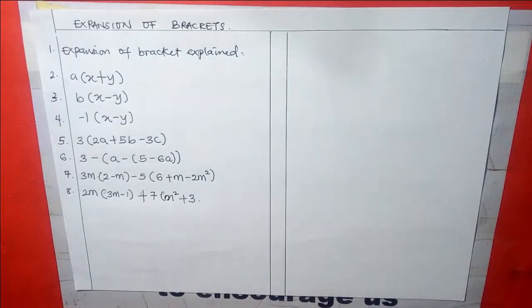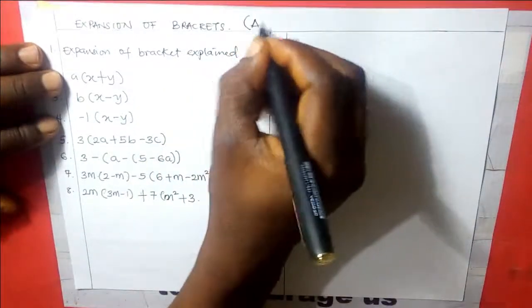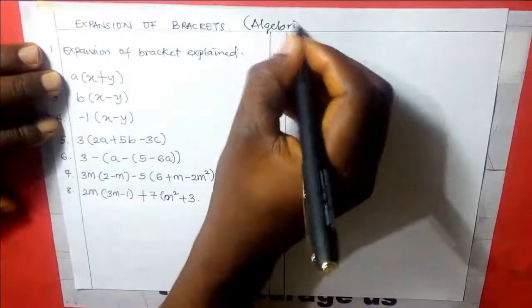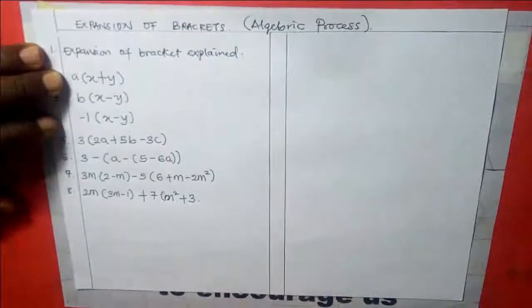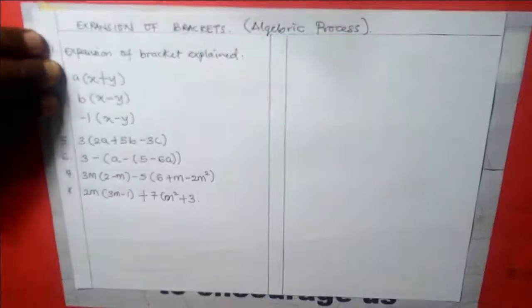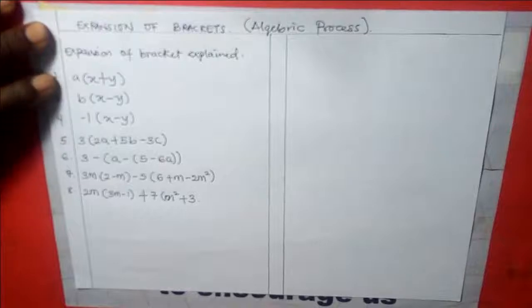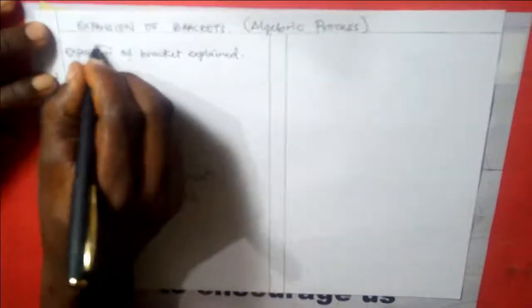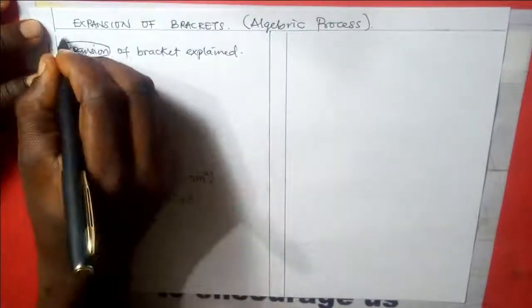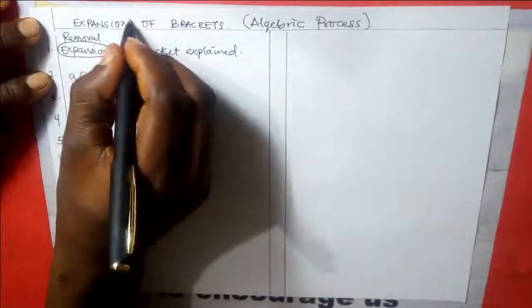Mathematics for Senior Secondary School. We are still on the theme algebraic process. In the last class, we talked about what like terms are and how to collect like terms. So in this class, we'll be talking about removal of bracket, not expansion. Removal of bracket.